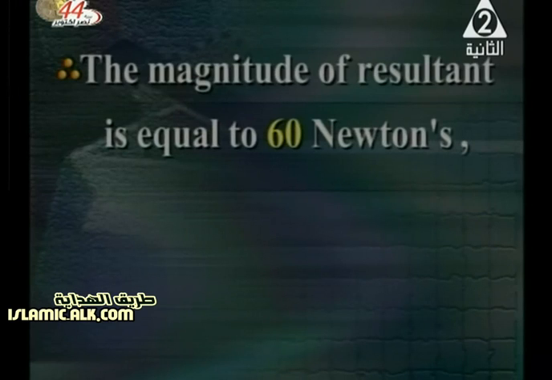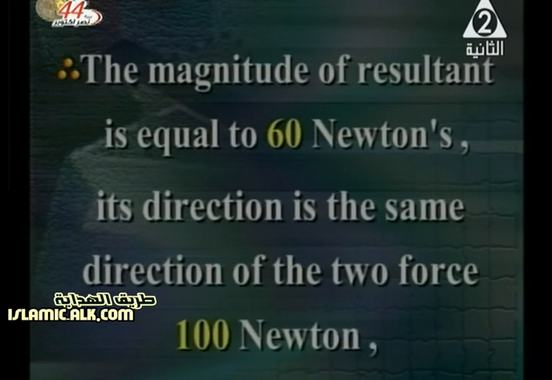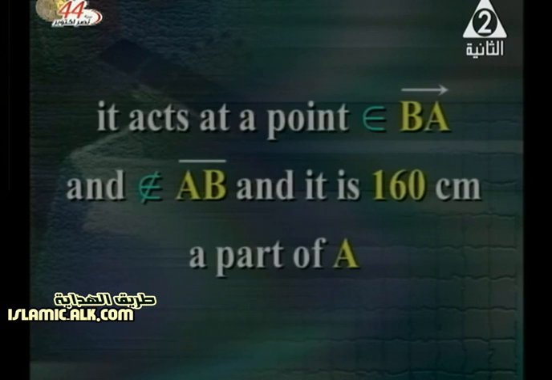Dear student, look at another summary. The magnitude of the resultant equals 60 Newton. Its direction is the same as the direction of the 100 Newton force. Remember, dear student, the magnitude of the resultant R is 60 Newton, and its direction is the same as the direction of the force of 100 Newton. It acts at a point that belongs to ray B but does not belong to line segment AB, and it is 160 centimeters from A.